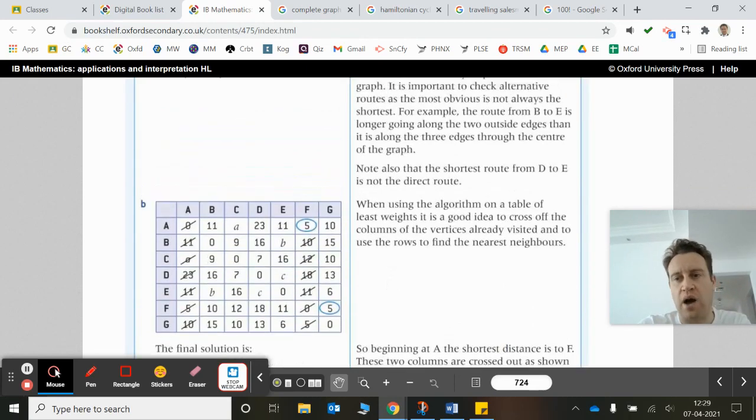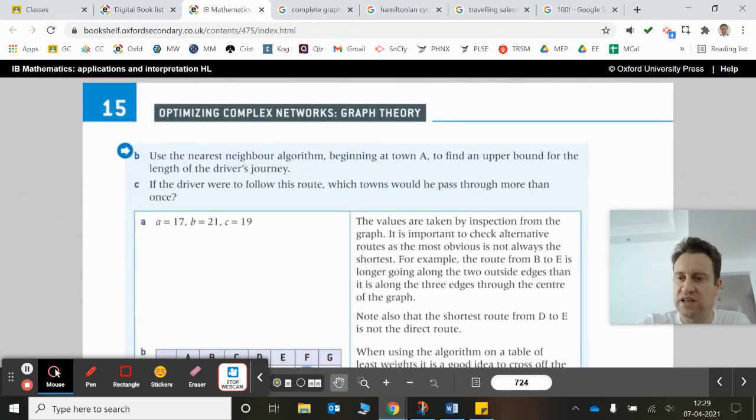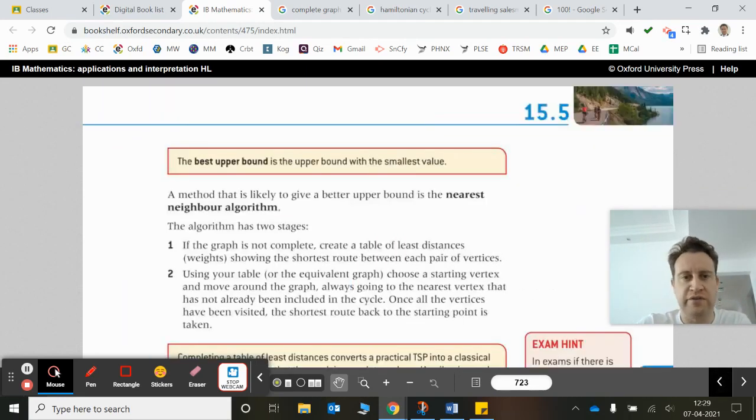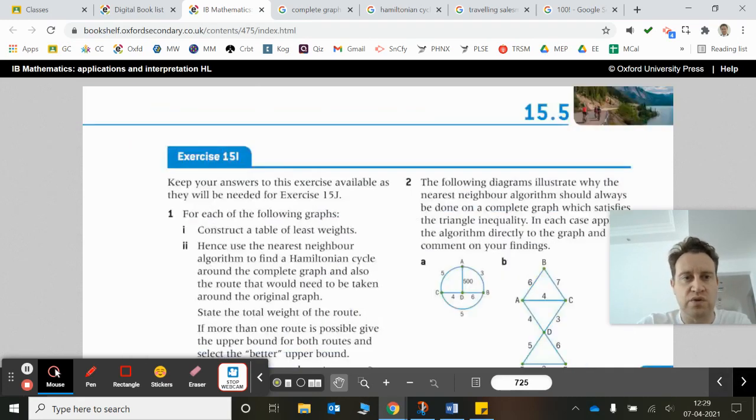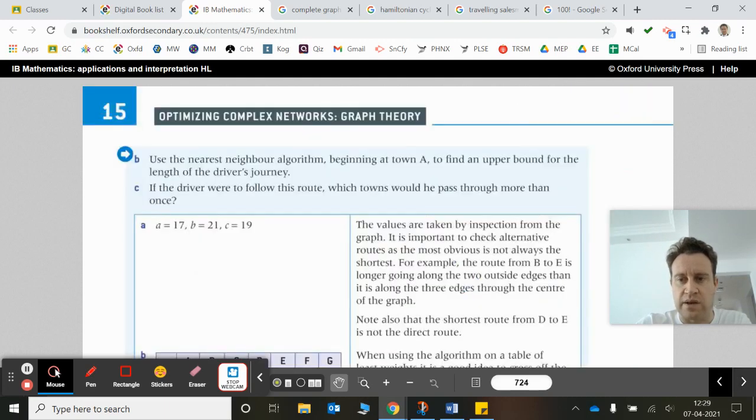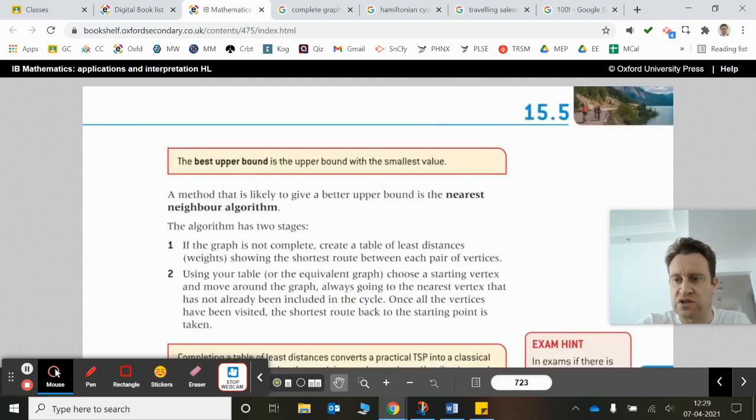Okay, so this is the upper bound algorithm. It was called the nearest neighbor algorithm, and that enables you now to do exercise 15I. In the next exercise, we'll do a lower bound algorithm. So that's coming next.